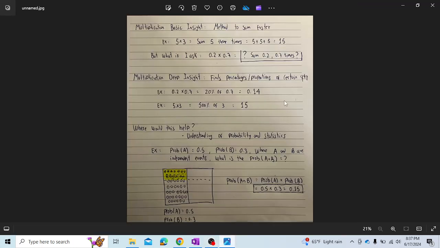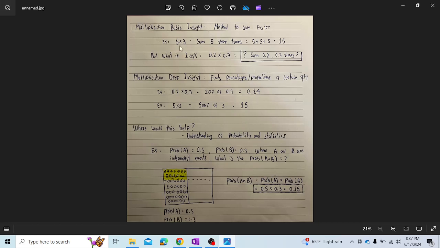Okay, so the purpose of this video is to give you a deeper insight of what multiplication is actually doing. You know that when you were in second grade, your professor told you that multiplication is pretty much a faster way of summing, right? It's a faster operation to sum values, right?